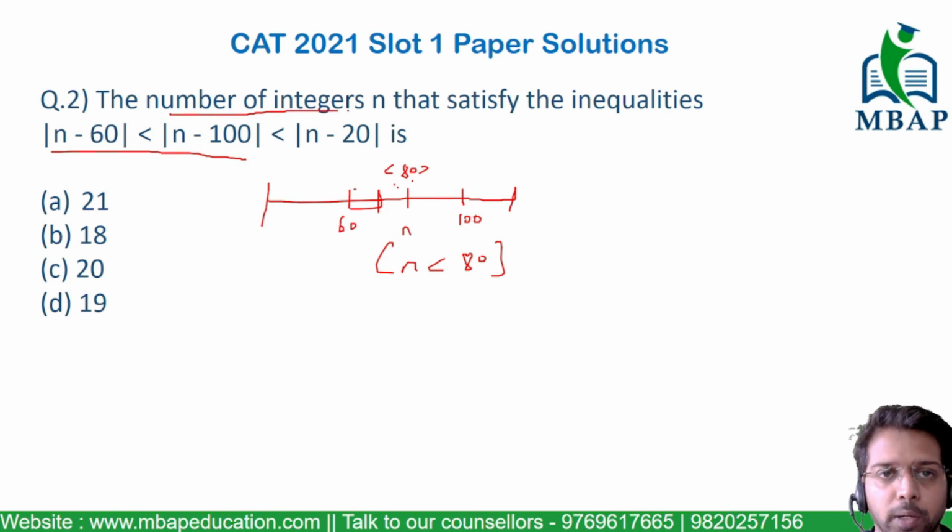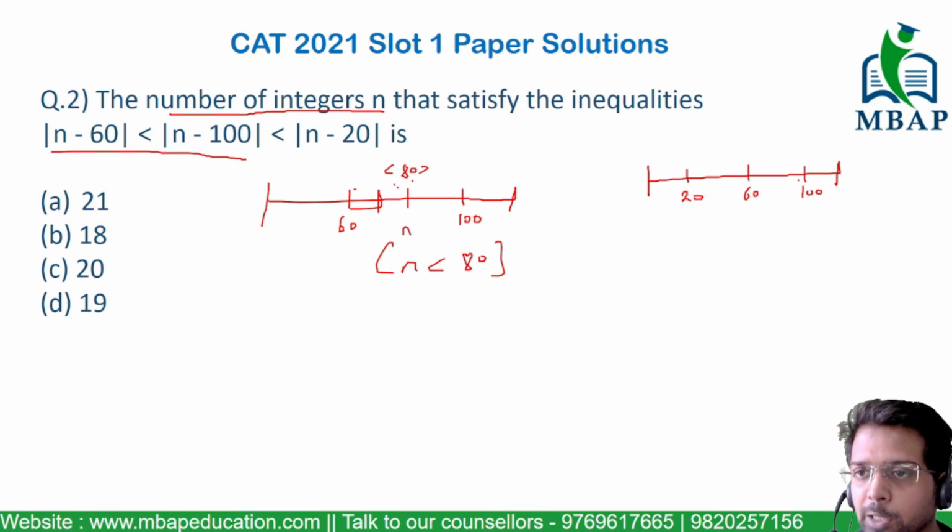Now let's look at the next part, where we have to check mod of n minus 100 is less than mod of n minus 20. Let's try to plot these values. Let's put 20 somewhere here and let's put 100 somewhere here. Okay. Now what is the equidistant point? The equidistant point here would be 60. 60 to 20 is 40, 60 to 100 is also 40.